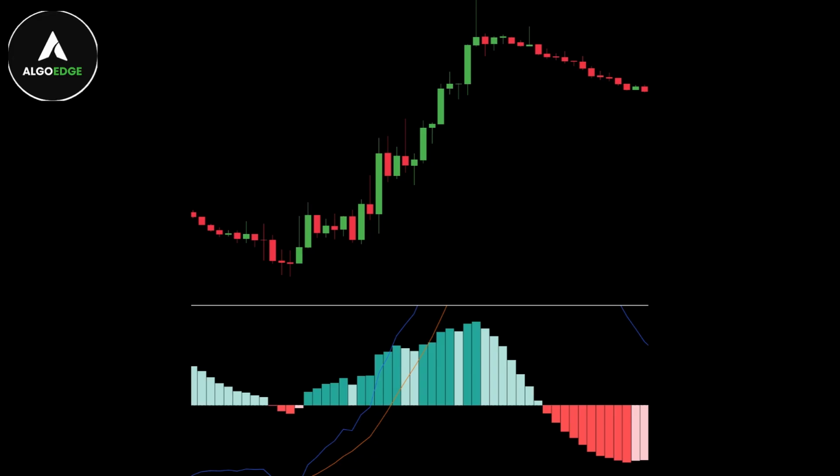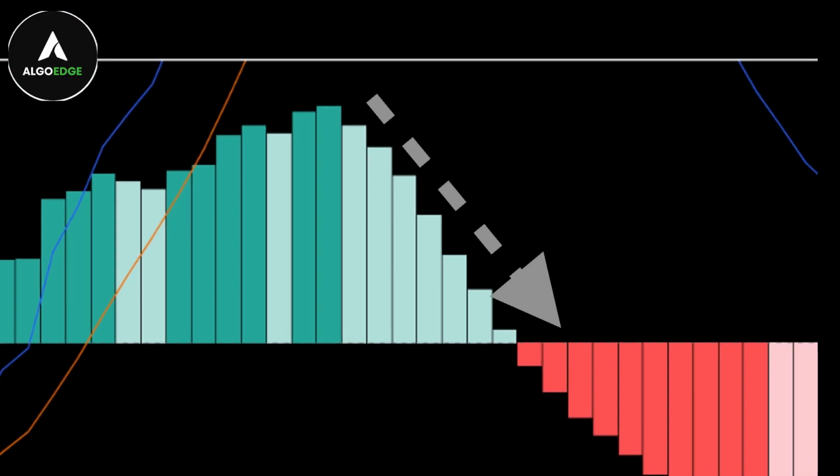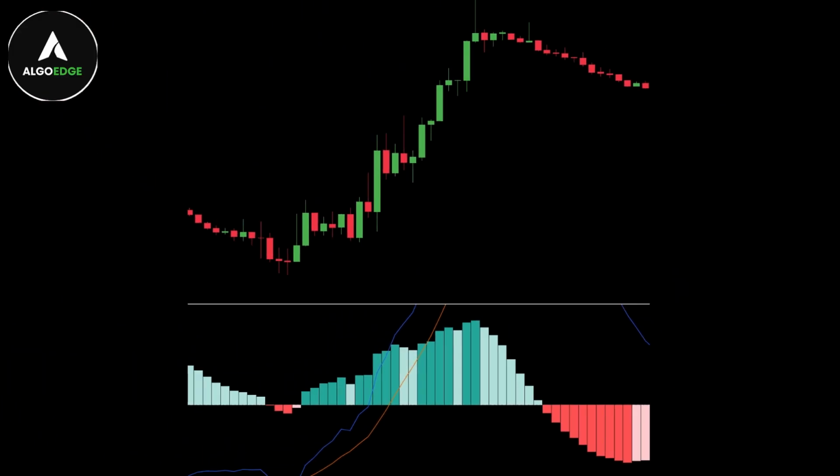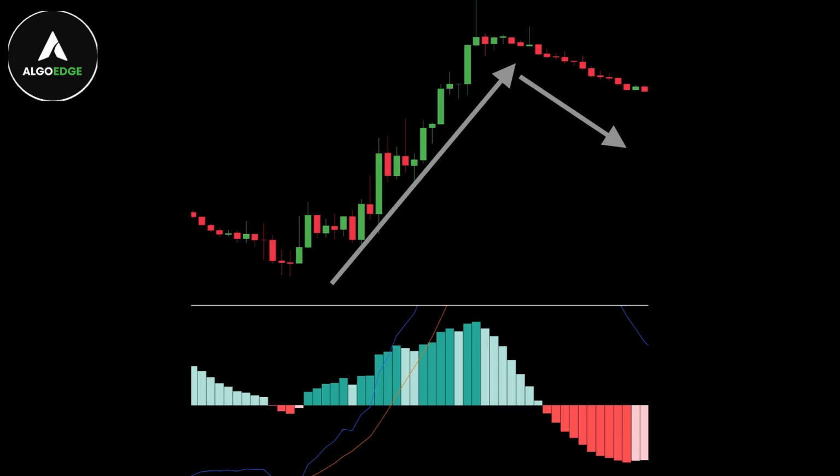However, when you notice that the histogram bars start getting smaller, it indicates that momentum is weakening, or in other words, that the market is losing strength. This may lead to a trend reversal from bullish to bearish and can create potential reversal trading opportunities.